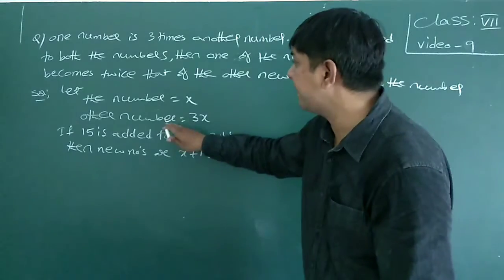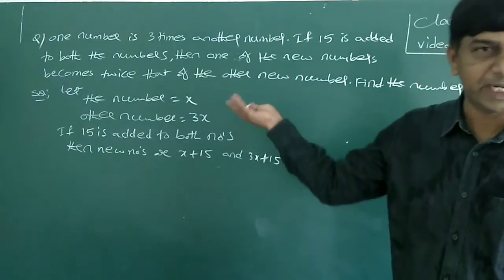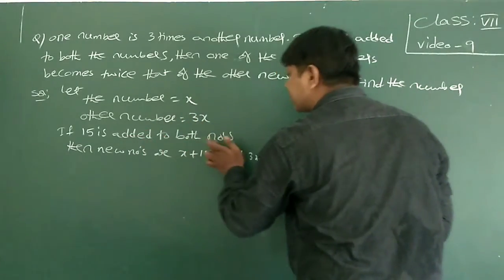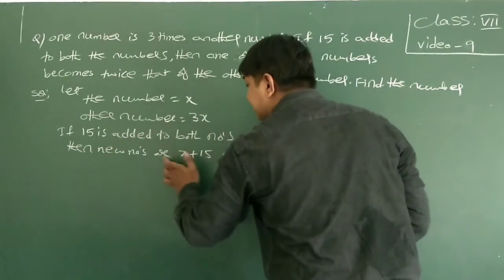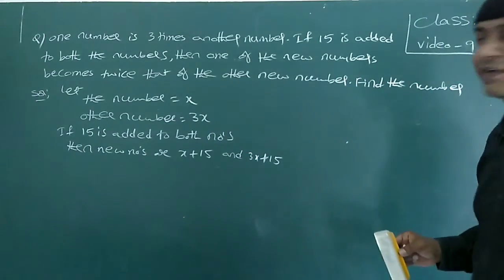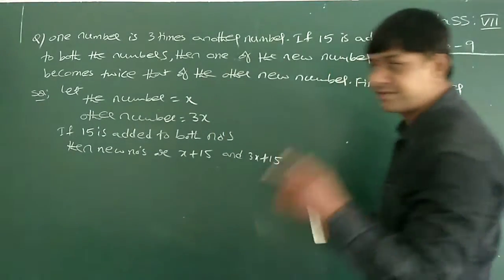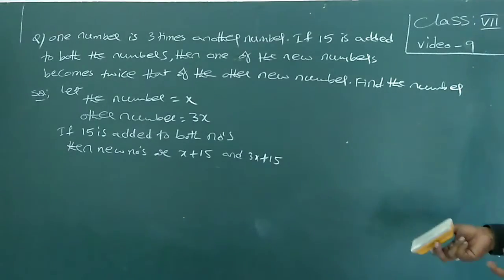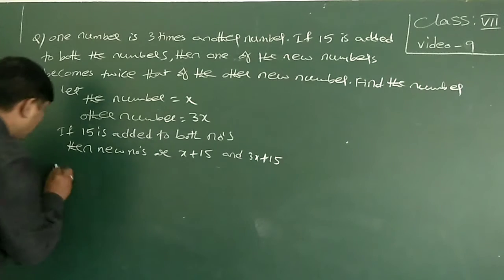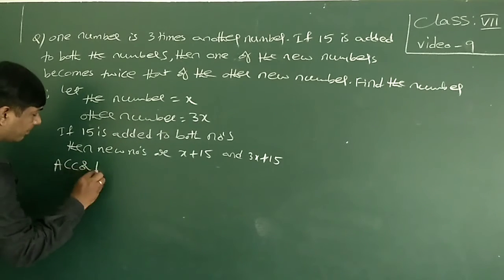Now, the other number becomes 3x, because it is 3 times. Now, if 15 is added to both numbers, the new numbers are x plus 15 and 3x plus 15. I am adding 15 to both numbers: one number is x plus 15, and the other number is 3x plus 15. Now the condition, according to the problem.